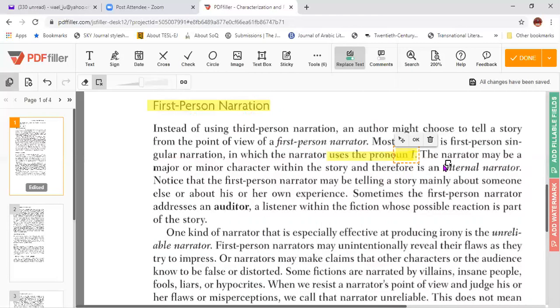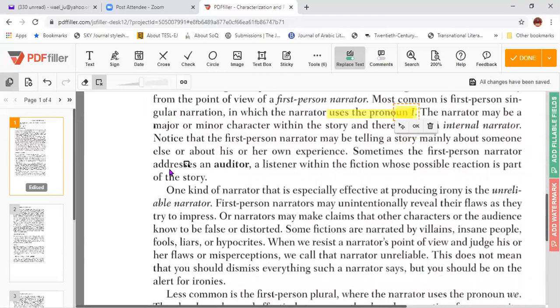And okay, the narrator may be major or minor within the story, and therefore is an internal narrator. Notice that the first-person narrator may be telling a story mainly about someone else or about his or her own experience. Sometimes the first-person narrator addresses an auditor, a listener within the fiction, whose possible reaction is part of the story.